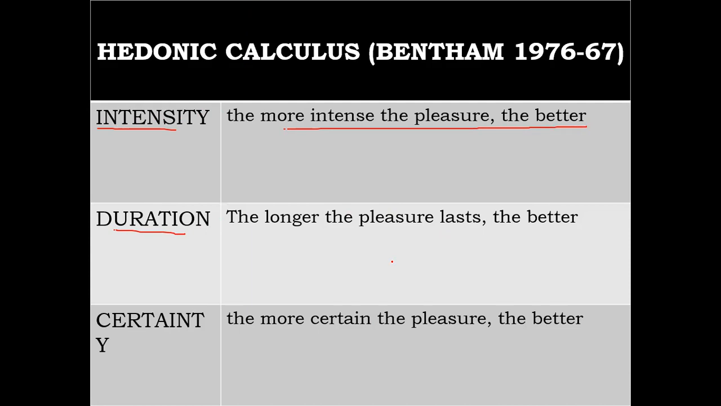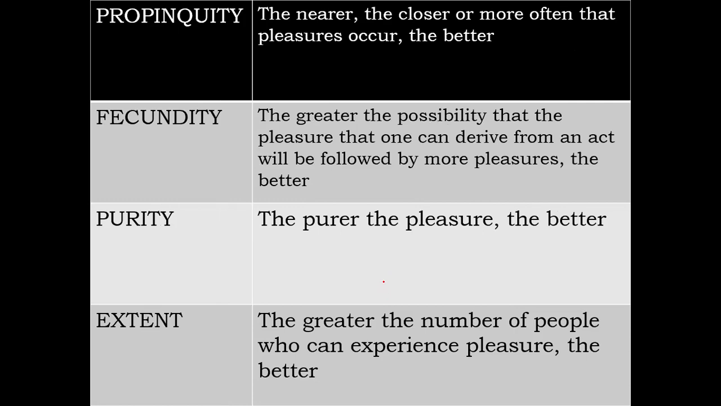Like if you look at the example of abortion, they will sell you an idea that will give you the greatest freedom, and then maybe in reality it doesn't give you that. So certainty is the other. Facility, possibility. The greater the chances that you'll gain pleasure out of it, the better.